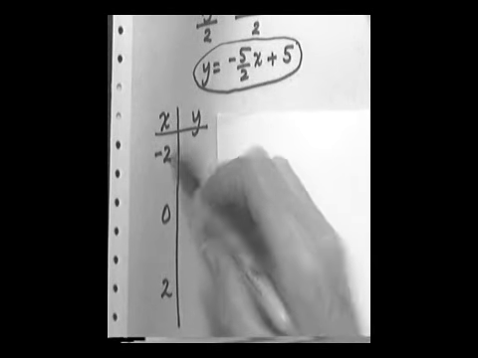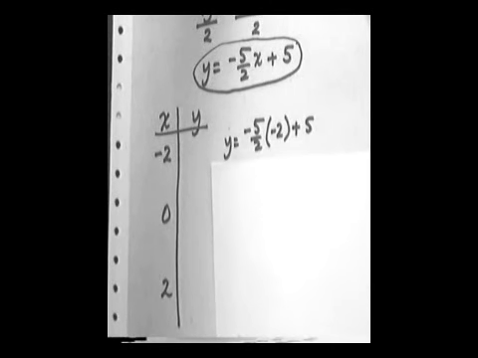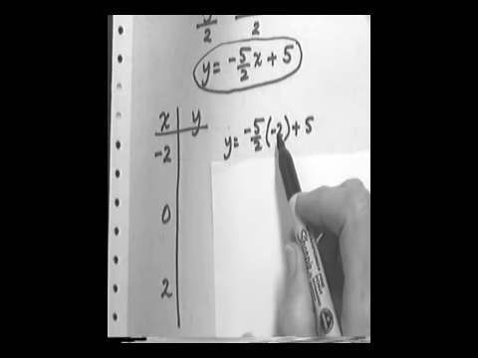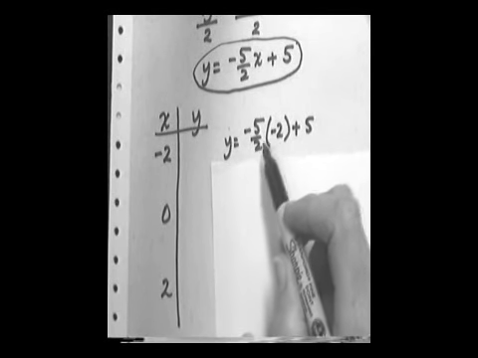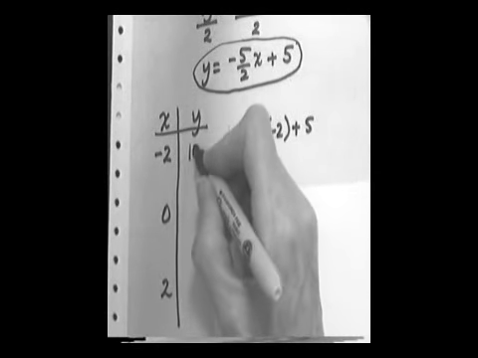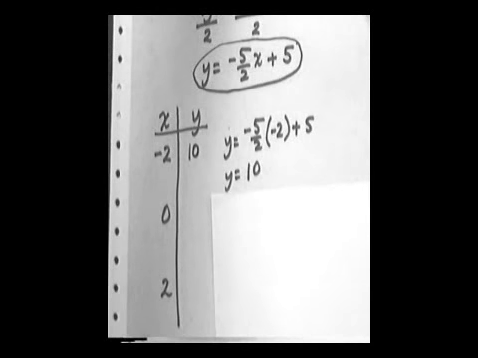First filling in negative 2, we have y equals negative 5/2 times negative 2 plus 5. We can cancel, or if you prefer not to cancel, -5 times -2 is +10. 10 over 2 is 5. 5 plus 5 gives us 10. So -2, 10 is the first ordered pair.